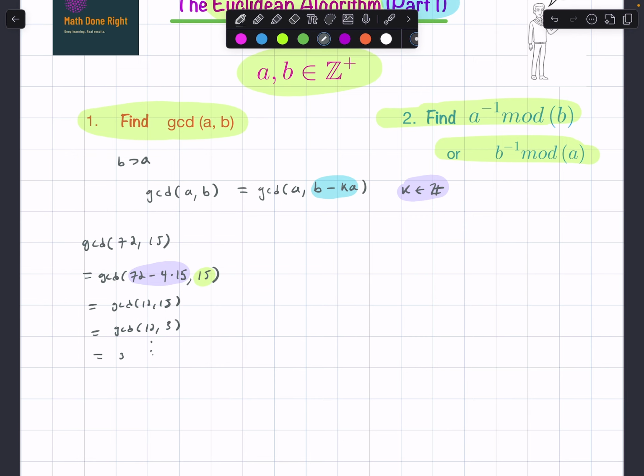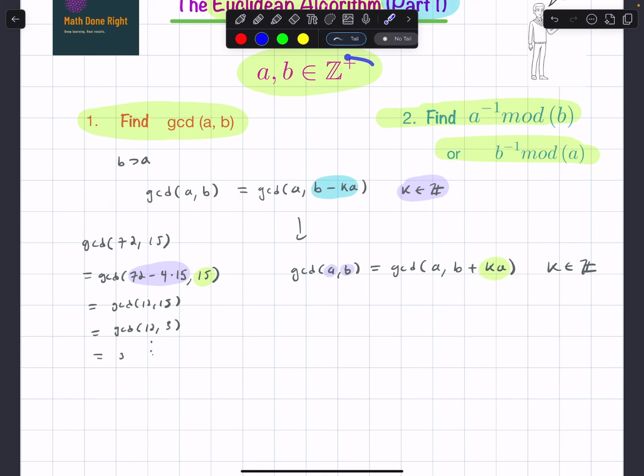Since k can be any integer here, it's actually true that we can write this as, maybe I'll just rewrite this entire thing: the GCD of a and b is equal to the GCD of a and b plus k times a for any k in the integers. So this could be a negative thing that we're adding here. K times a could be negative, k times a could be positive.